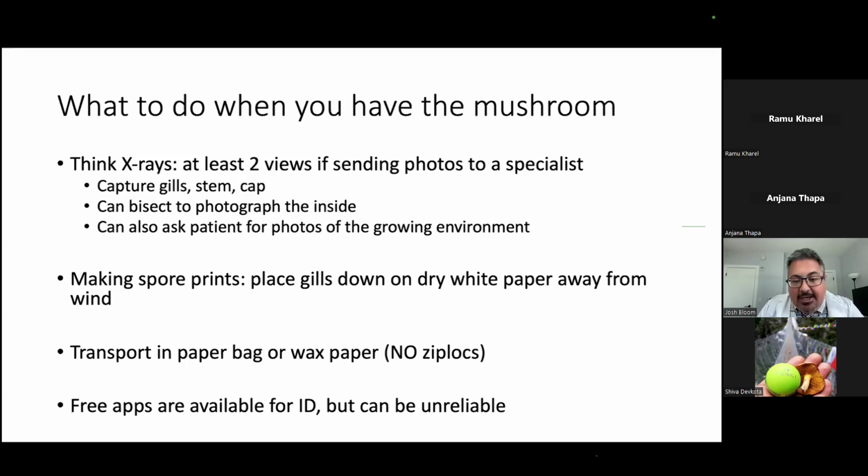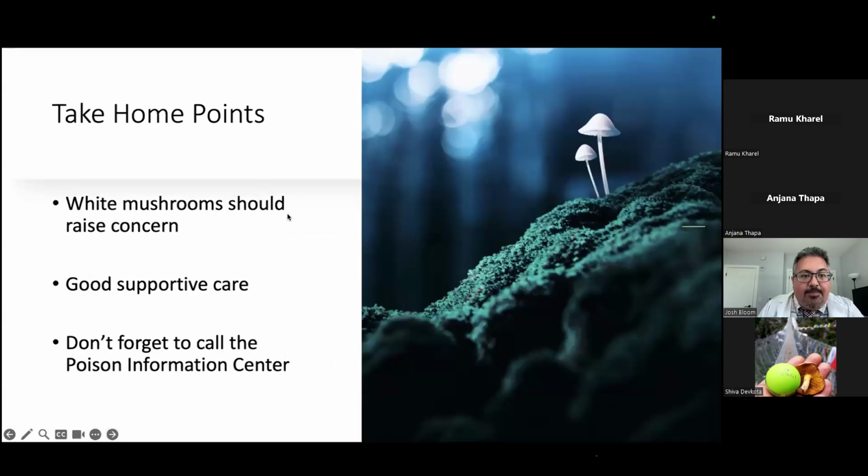There are applications like cell phone applications or computer programs that can be used to identify mushrooms, but they're quite unreliable. And they've been studied multiple times. Oftentimes their sensitivity is just very, very poor.